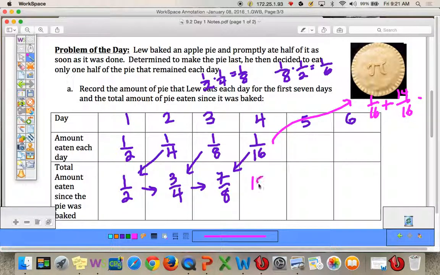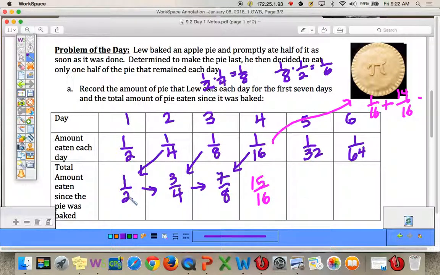So this is 15/16. All right, and then the next day we have 1/16 of the pie, we eat half of that, so multiply by half, we get 1/32, and the next day we multiply that by half, we get 1/64. Take a look at this list. This is 1/2, this is 3/4, this is 7/8, 15/16. Can you guess what the pattern is?